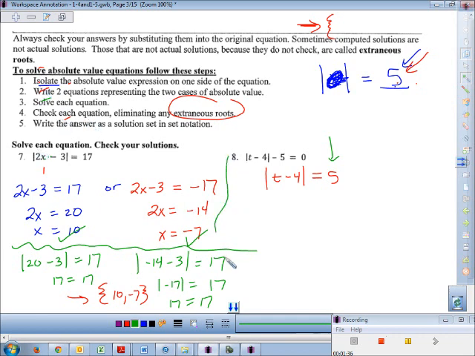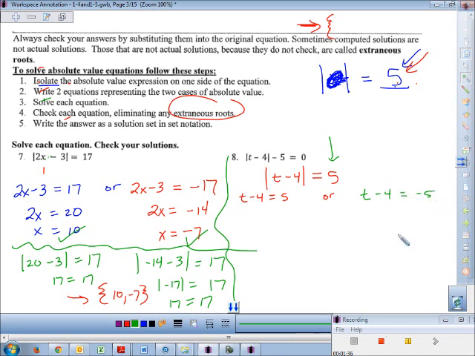Let's rewrite it with 2 equations. Take what's in the bars. Now the bars disappear, because we've isolated the bars, we're going to set it up. The bars disappear. T minus 4 would equal 5. Or what else? T minus 4 equals -5.